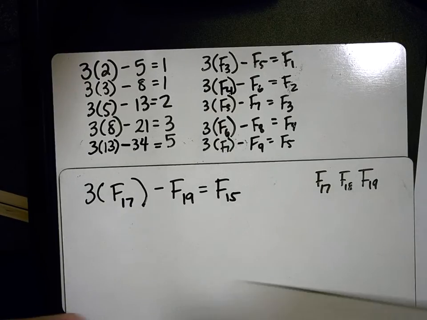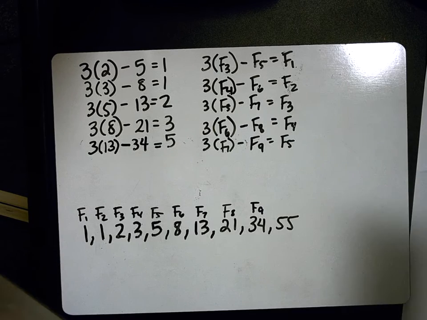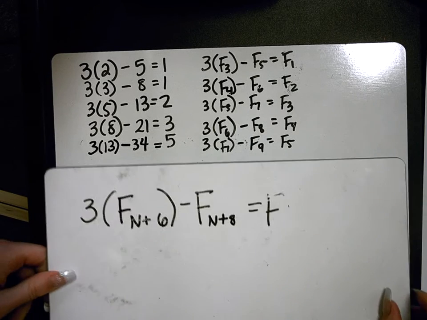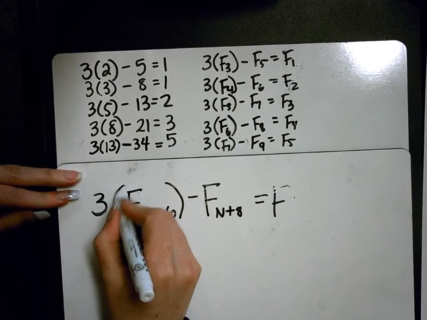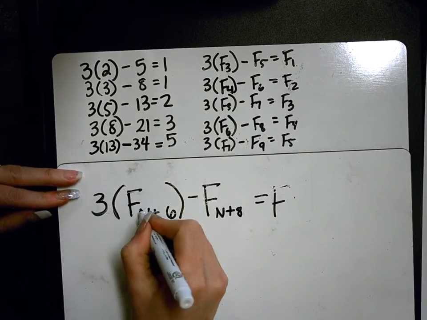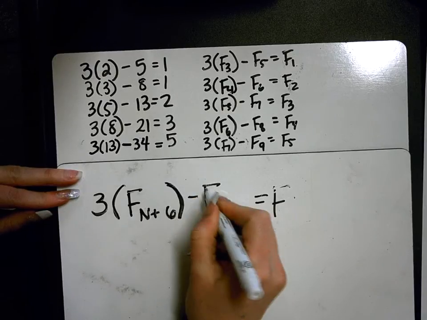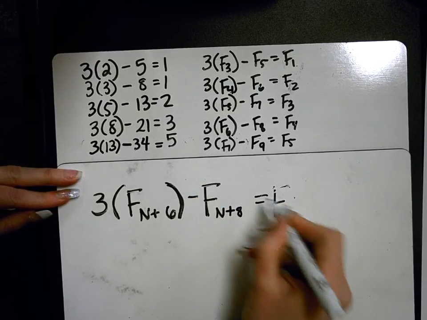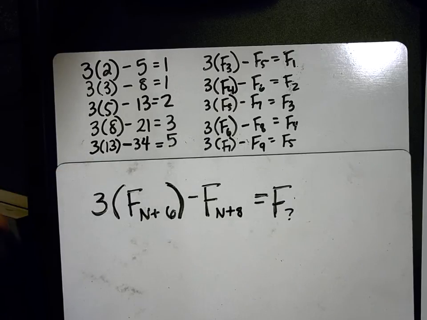And if we look at this other example, now we're just going to talk about totally generic symbols, and we're going to take this a step further. 3 times F sub n plus 6 minus F sub n plus 8 equals F sub, we've got to figure out this subscript.